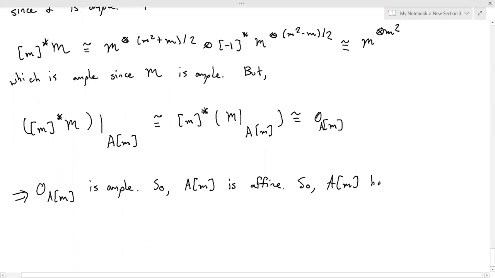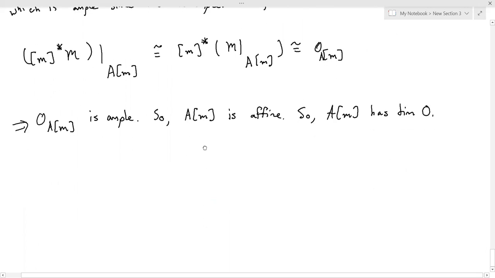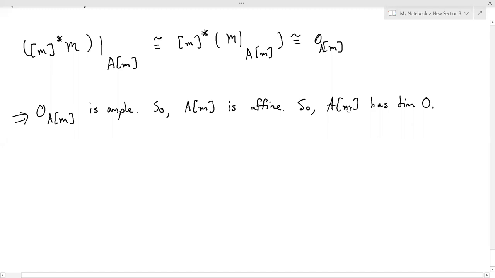A bracket M has dimension zero. The reason why it has to have dimension zero is because if it didn't, then it would contain a proper closed K-curve, and that proper closed K-curve would have to be non-affine, right? But that can't be the case because, well, if it's a proper closed K-curve inside, it'd have to be affine according to this. Right, so that means that this thing has dimension zero.